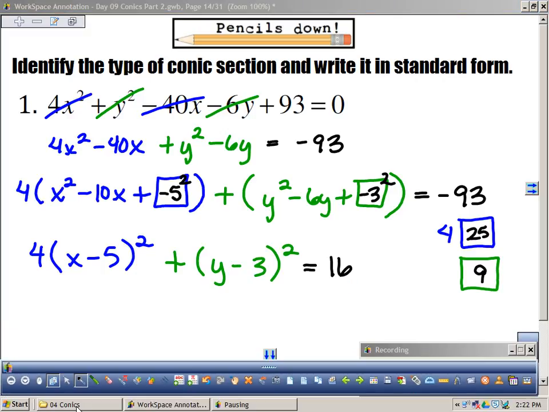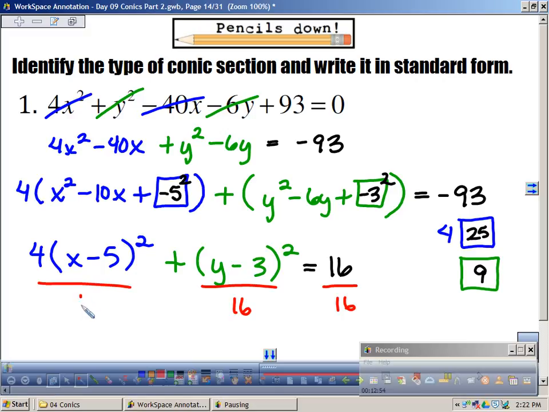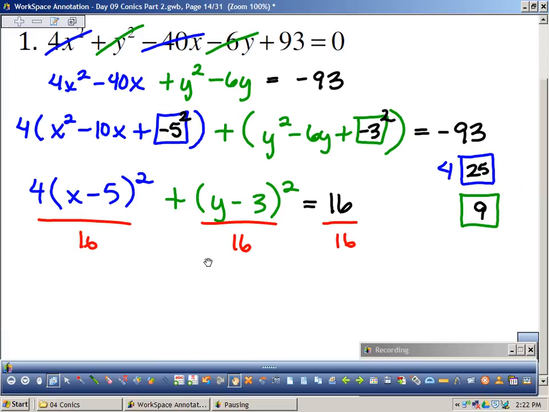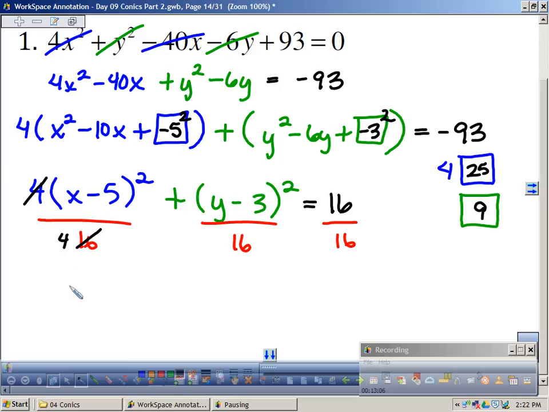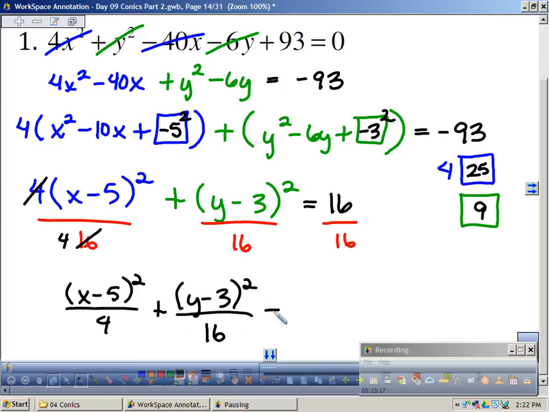In order to put this into standard form, I want a 1 here, so I'm going to divide everybody. Let's do that in red. Divide everybody by 16, which leaves me with a standard equation of, these are going to cancel, would leave me with a 4 down here. So I'm left with x minus 5 squared over 4 plus y minus 3 squared over 16 equals 1.